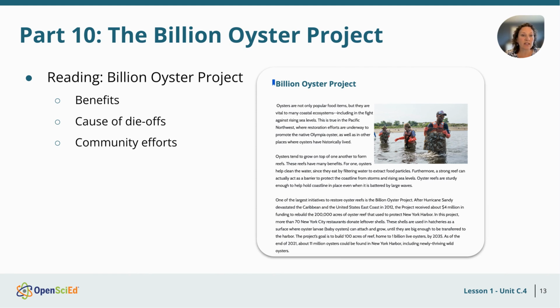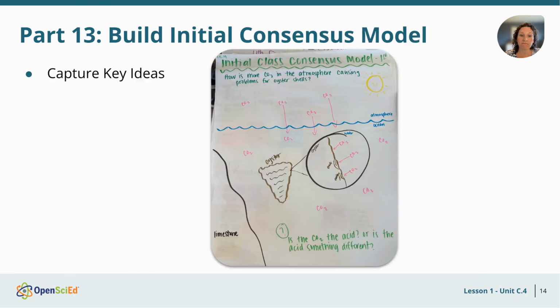It goes on to say that communities all along the United States coast are taking old shells and using them to grow baby oysters on. So, the purpose of part 13 is to capture the class consensus ideas as you work together to build an initial model. Here are some key ideas that are listed in the teacher's edition that you should listen for and somehow put on your class consensus diagram, like the one shown here.